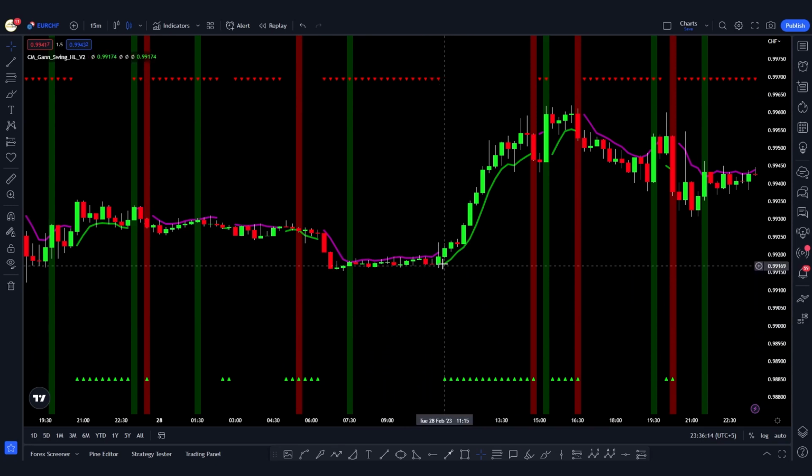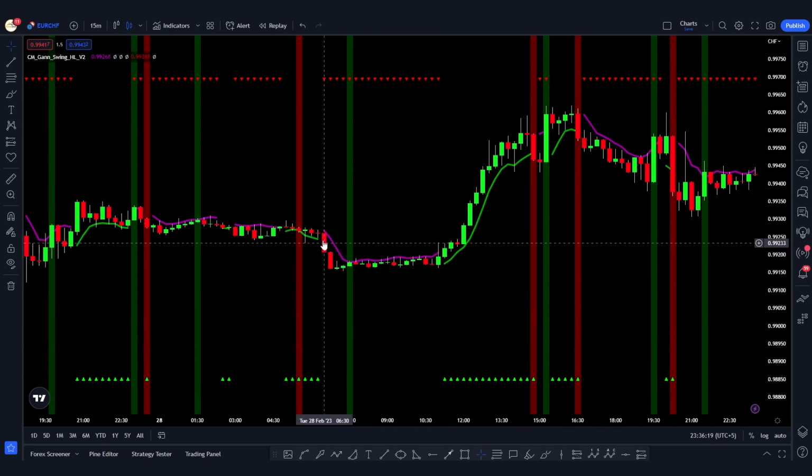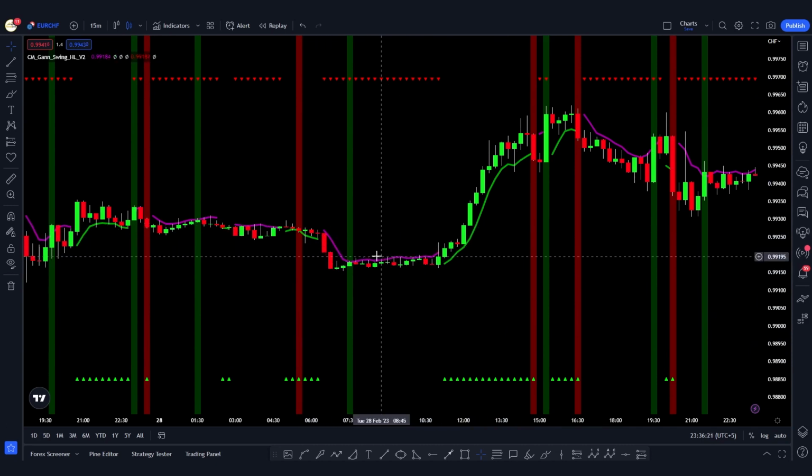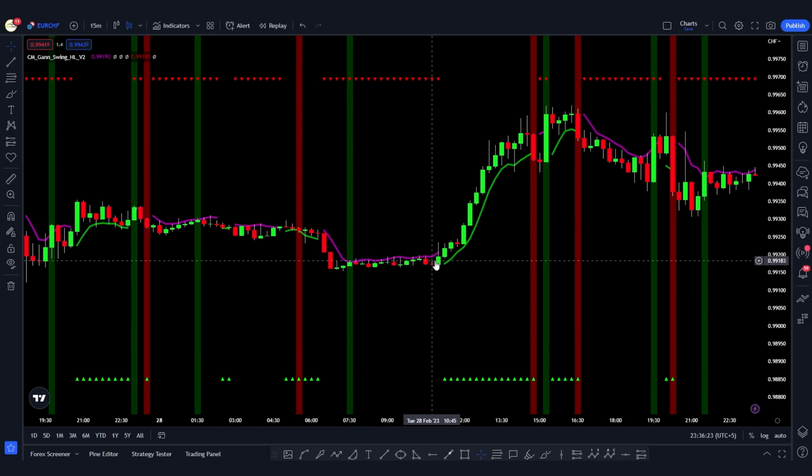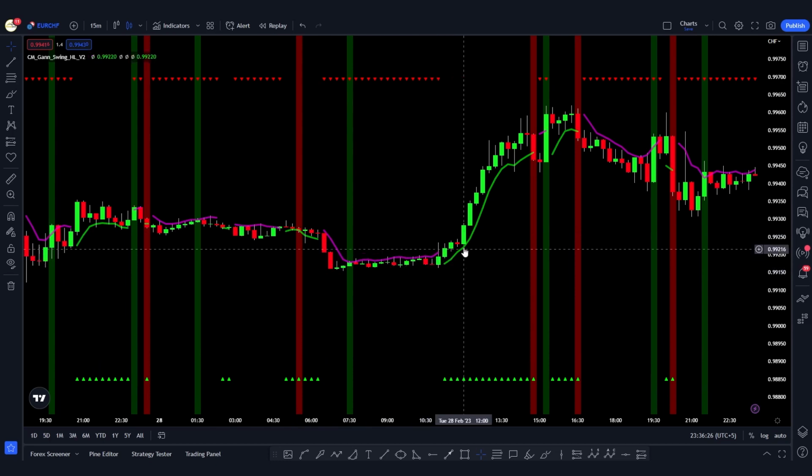And also here, these green and purple lines indicate the short-term momentum. For example, whenever there is a purple line in the market, that indicates that the sellers are in momentum, and whenever there is this green line in the market, that indicates that the buyers are in momentum.